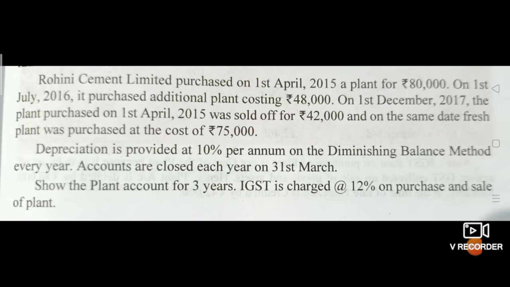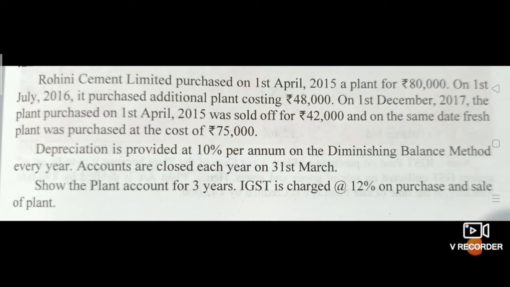Today's problem: Rohini Cement Limited purchased on 1st April 2015 a plant for rupees 80,000. On 1st July 2016, it purchased additional plant costing rupees 48,000. So they have purchased two plants. On 1st December 2017, the plant purchased on 1st April 2015 was sold off for rupees 42,000. It means the first plant. And on the same date, a fresh plant was purchased at the cost of rupees 75,000. This is the third plant purchased by them when they have sold the first plant.